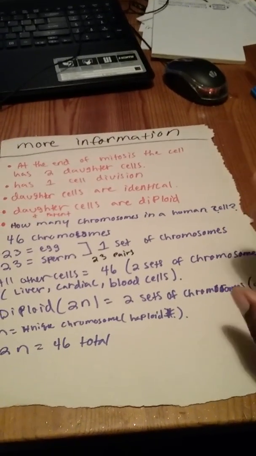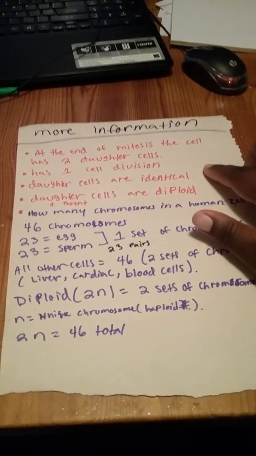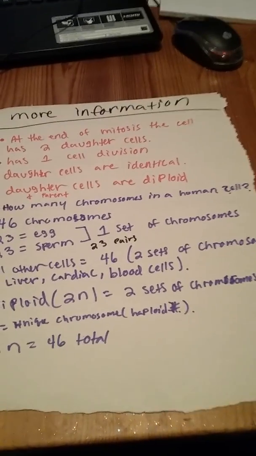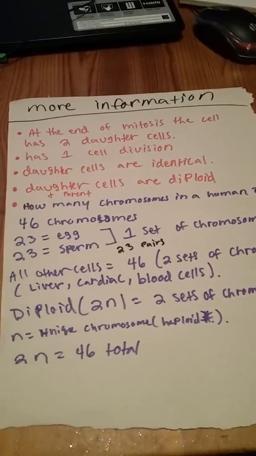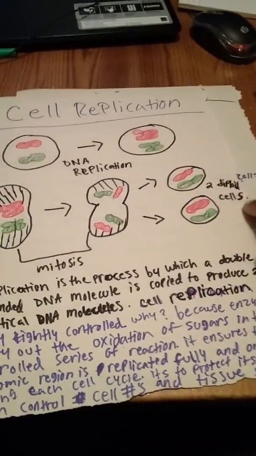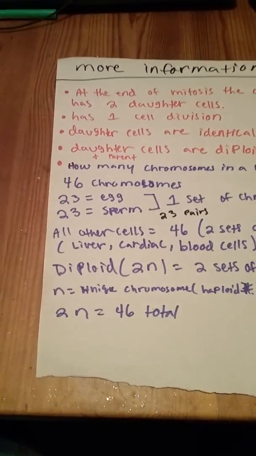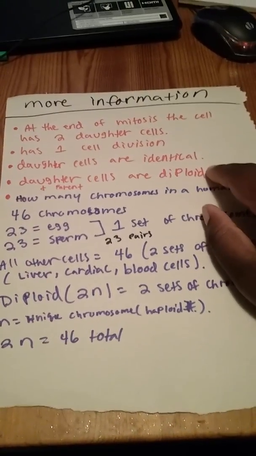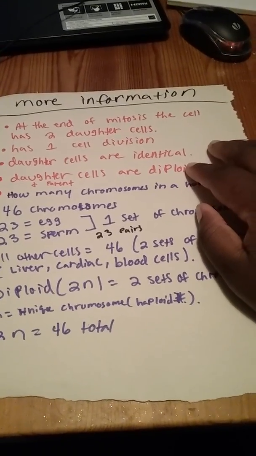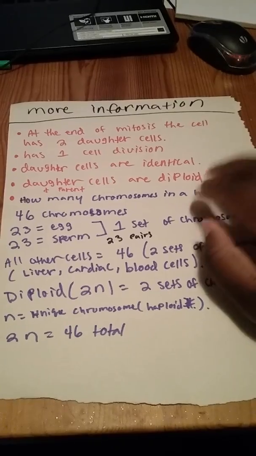Last but not least, the second bit of more information. At the end of mitosis, the cell has two daughter cells. For example, back on this picture, two diploid cells, two daughter cells. It has one cell division, mitosis. Daughter cells are identical. The daughter cells are diploid. The daughter and parent cells are diploid.